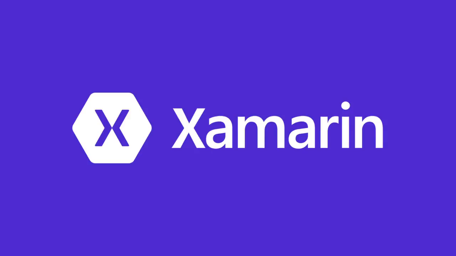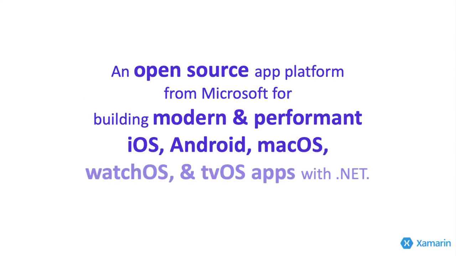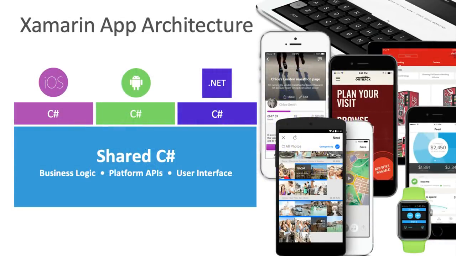Now let me open up a little bit about Xamarin before we get into real-time communication, so we have a foundation for what Xamarin is and how you build applications with it. Well, Xamarin is part of .NET, and we define it as an open source app platform to build modern and performant iOS, Android, macOS, watchOS, tvOS, all the things from Google and Apple with .NET, and share code with every single .NET application out there. You think of it as another head of your application. And the architecture is just like that.